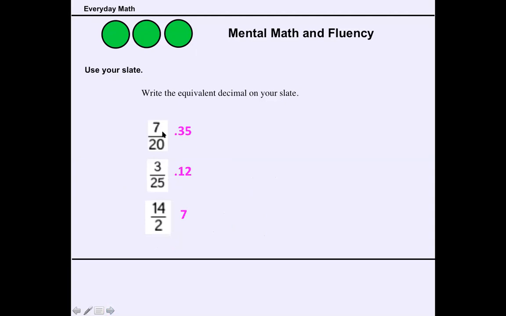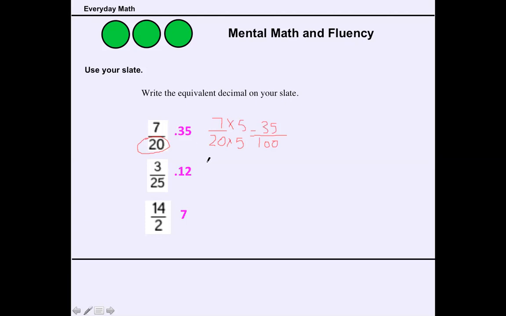Okay, 7/20. I'm going to do exactly what I was doing on the last slide. I'm not going to turn 20ths into tenths because that would take some division. So I'd rather multiply. So I'm going to make it into hundredths. 7/20. I know 20 times 5 is 100. Whatever I do to the denominator, I'm going to do to the numerator. So my equivalent fraction is 35 hundredths. And so I can see that it's 0.35, 35 hundredths.